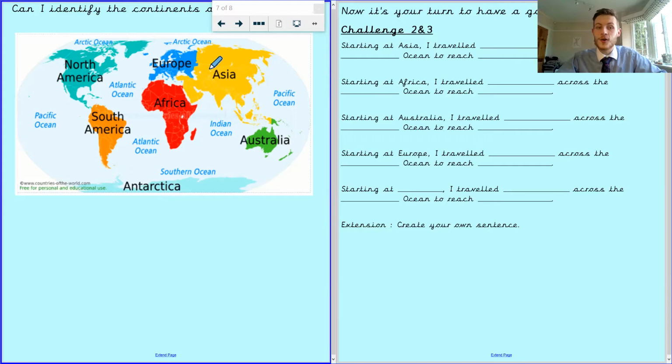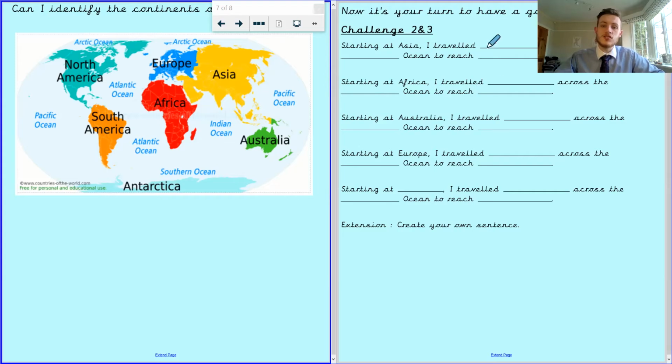Okay, you can't quite go west from Asia, because you're probably going to have to go through all of this tiny little bit down here. You could maybe go west from Asia if you went over to Europe. You just have to think about, is it the most sensible?